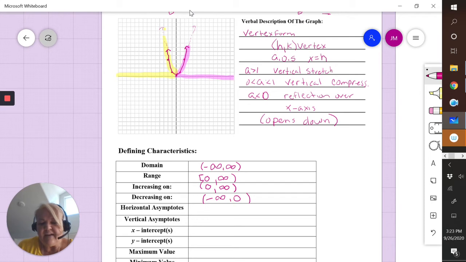Again, there are no asymptotes here. We're going to get to functions in chapter 4 that have asymptotes, but these do not have asymptotes yet. Here, my x-intercept is (0, 0), which means my y-intercept is (0, 0).